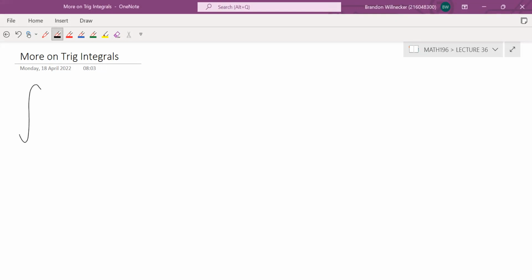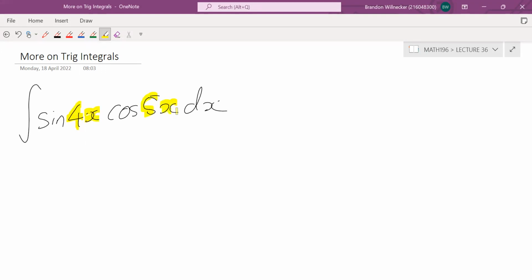So we have the integral of sine 4x cos 5x dx, something like this. So notice that we've got a 4x and we've got a 5x. Okay, so if it looks like this, we can't do a u substitution because we can't get from sine 4x to cos 5x. You see that the numbers in front of x are different.